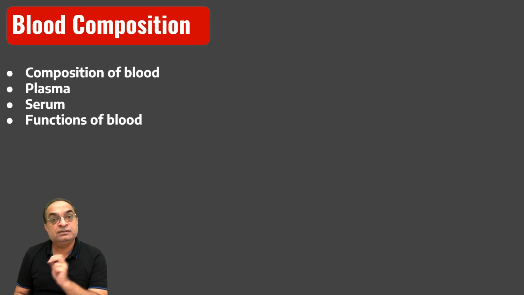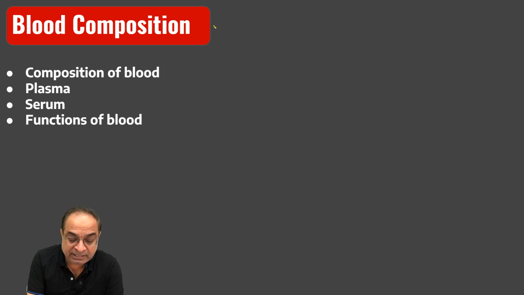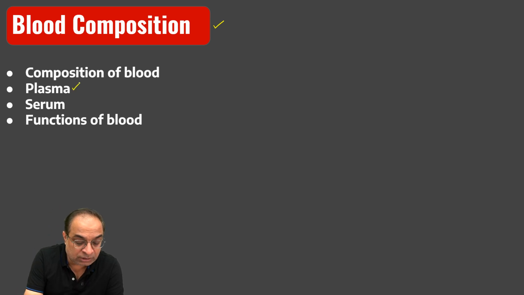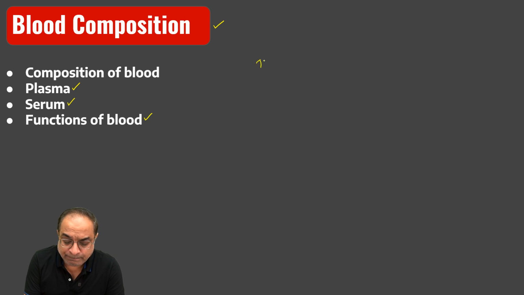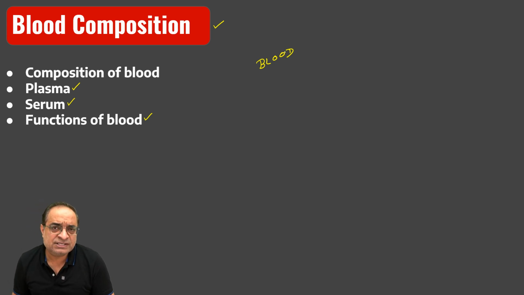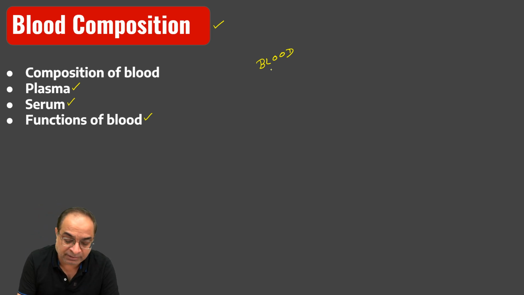Now, listen carefully. What all we need to study in this topic hematology? What are the different subtopics? The first subtopic is blood composition. So we need to know the composition of blood, what is plasma, what is serum, and what are the functions of blood. What is the volume of blood in a normal, healthy adult individual? For males, it is 5 to 6 liters. For females, it is 4 to 5 liters. On an average, we say that the human body has 5 liters of blood.